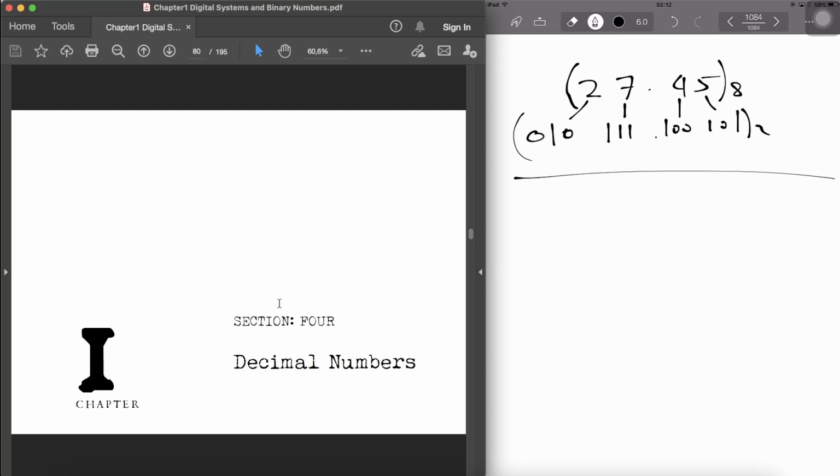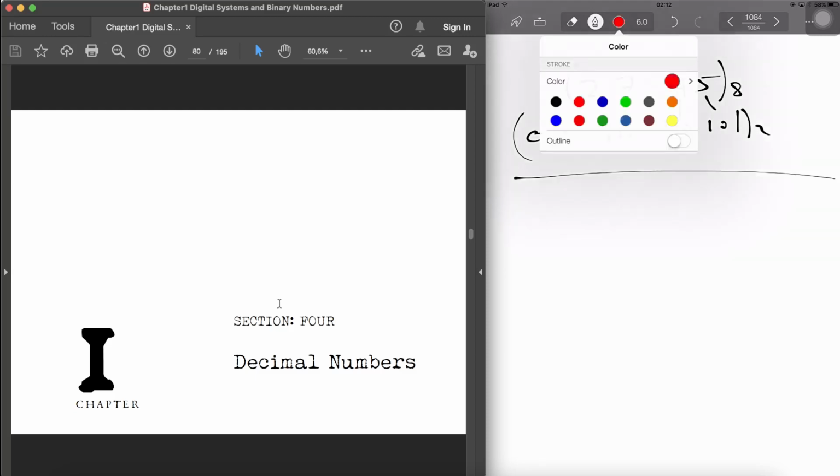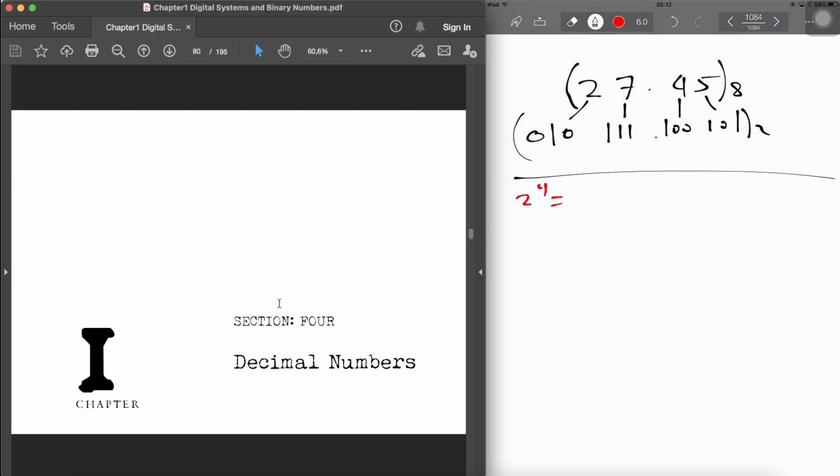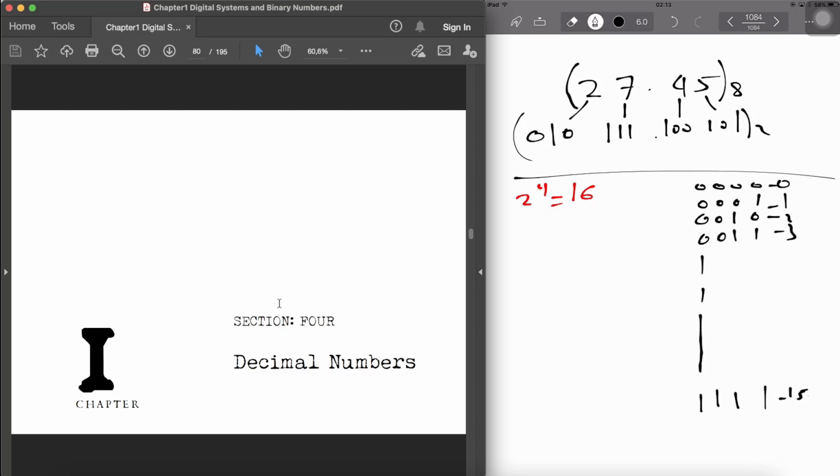Then hexadecimal, hexa is 2 to the power 4, which is 16. So that means we need to use 4 bits. 0000, 0001, 0010, 0011, and it goes down to 1111. So this is 0, 1, 2, 3, and 15, or F, we call it.